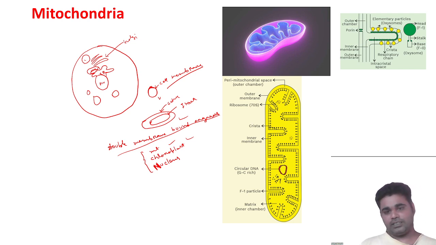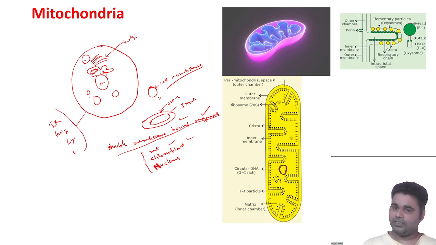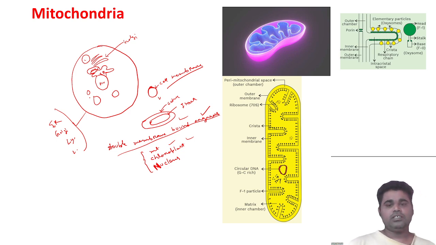So that's why mitochondria, chloroplast and the nucleus are called double membrane bound organelles, and all other organelles, for example ER, Golgi, lysosome, vacuole, are single membrane bound organelles. So today we will discuss some double membrane bound organelles. First come to a very special organelle, that is called the mitochondria.